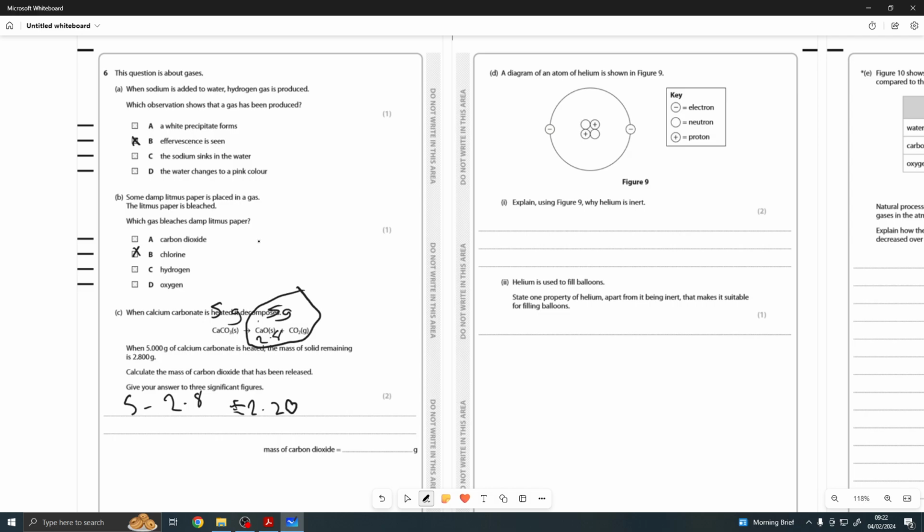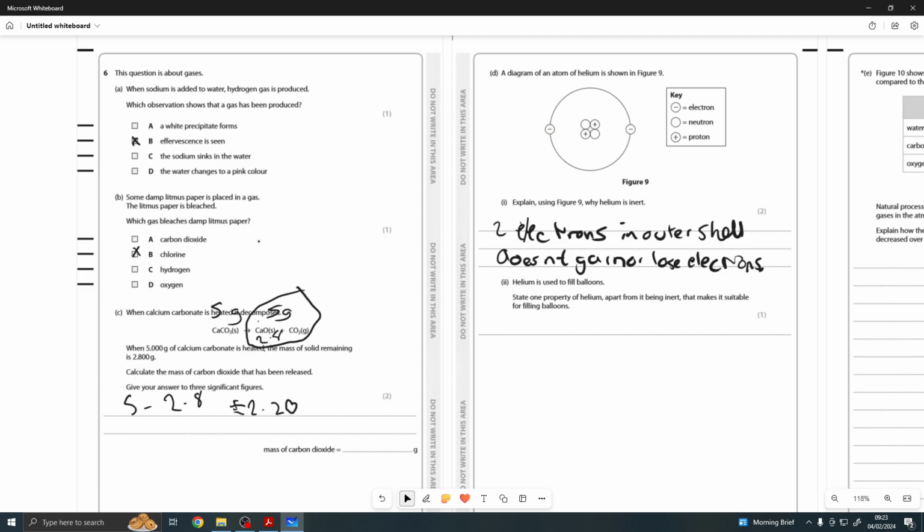It's got a full outer shell, basically. You just got to say 2 electrons in outer shell for 1 mark. So what does that mean? Why does that mean it's inert? Okay, so it doesn't gain or lose electrons. That's it.